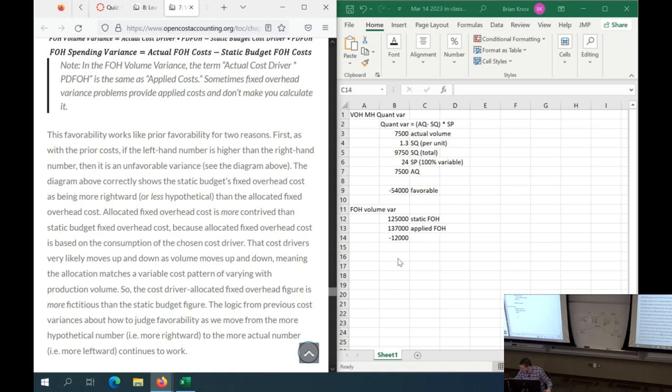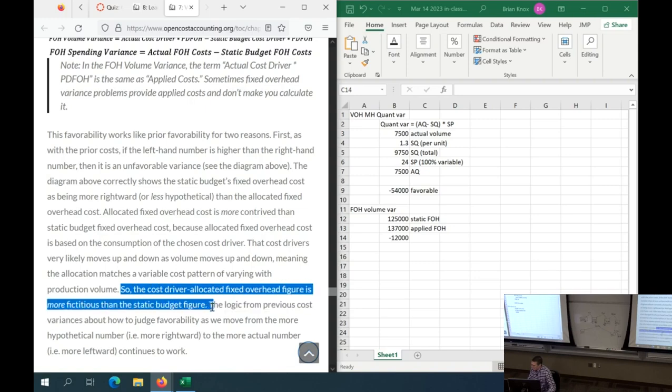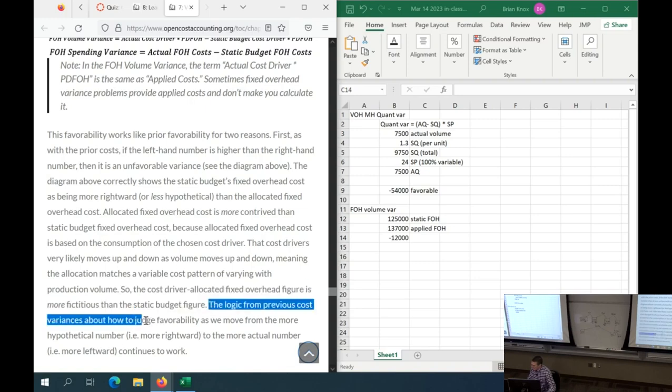Also fix a typo there. Meaning the allocation matches a variable cost pattern of varying with production volume. So it's moving as if it were a variable cost, and it's not. That's why it's contrived. So the cost driver allocated fixed overhead figure is more fictitious than a static budget figure. The logic from previous cost variances about how to judge favorability, as we move from the more hypothetical, more rightward, to the more actual, more leftward, continues to work. All right, so that sentence is written correctly. It's just right up here. I wrote the wrong direction there.